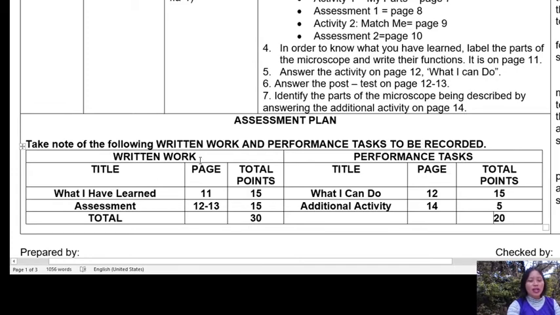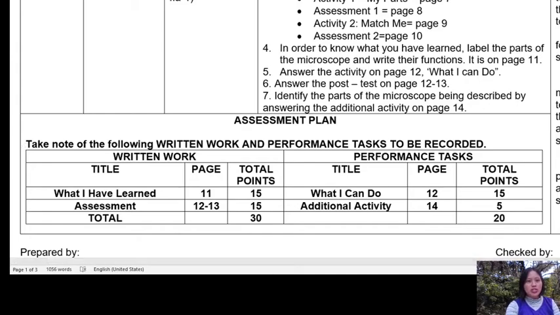The written work includes What I Have Learned and Assessment, with a total of 30 points. Performance tasks include What I Can Do and the Additional Activity, with a total of 20 points. If you were not able to complete the activities, please finish them and submit them on Thursday. This is our next distribution and retrieval.